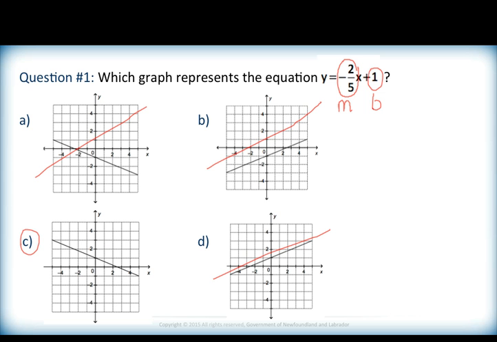So we can start off at the point 0, 1, the y-intercept. We're going to go down 2 and to the right 5. So 1, 2, 1, 2, 3, 4, 5. So that would be correct. You can also go in the other direction if you want. You can go up 2 and over 5 to the left, and you will still end up at the same line. So C is the correct response.